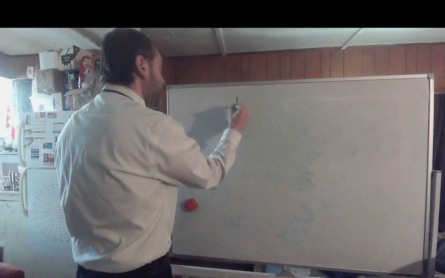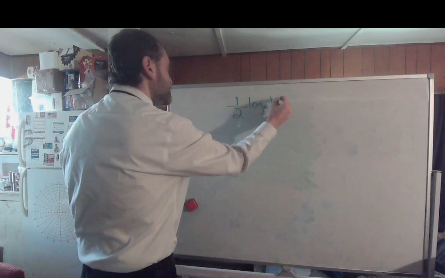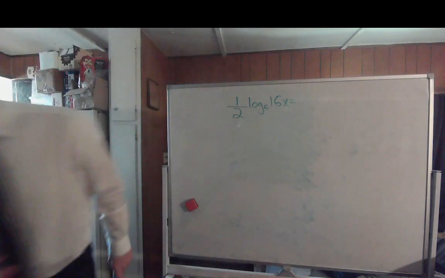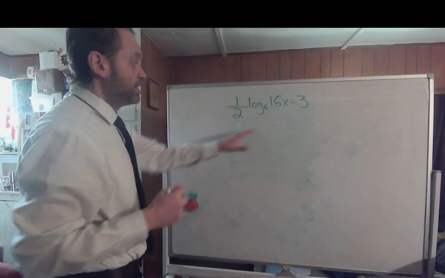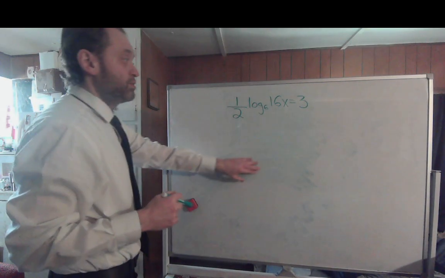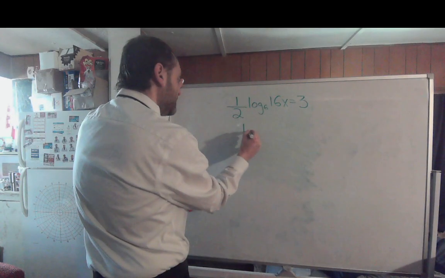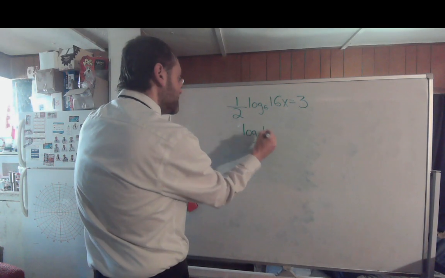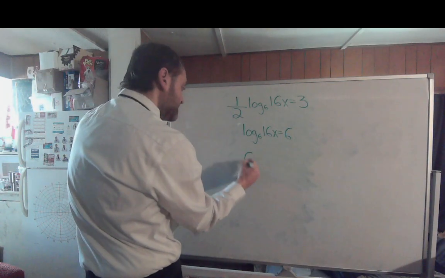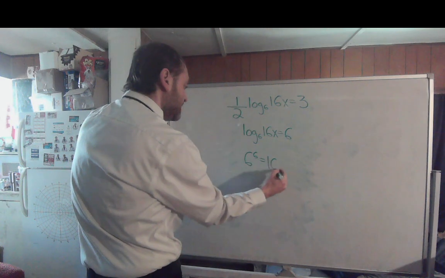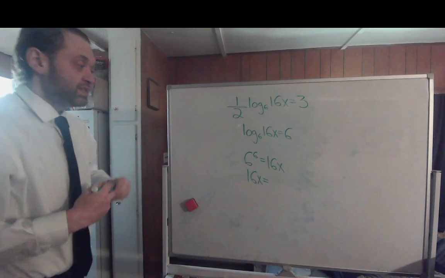All right, let's see. We have half of log base 6 of 16x is equal to 3. Well, let's get that log base 6 of 16x by itself. So you would end up getting log base 6 of 16x equals 6. Well, this is the same as saying that 6 to the 6th equals 16x, which would end up giving you 16x equals, let's figure out what is 6 to the 6th power.